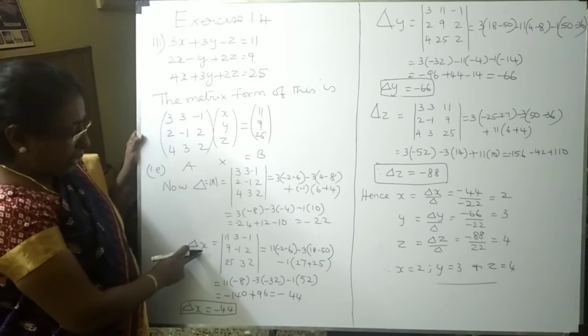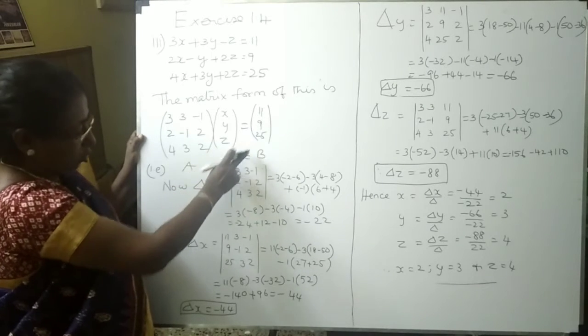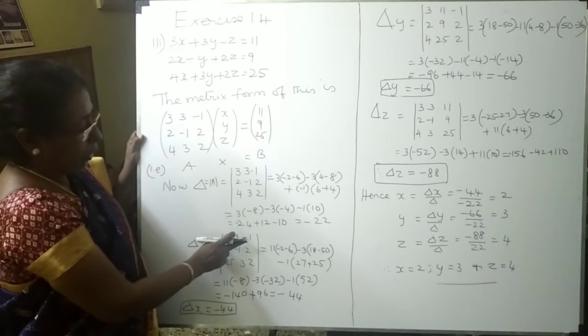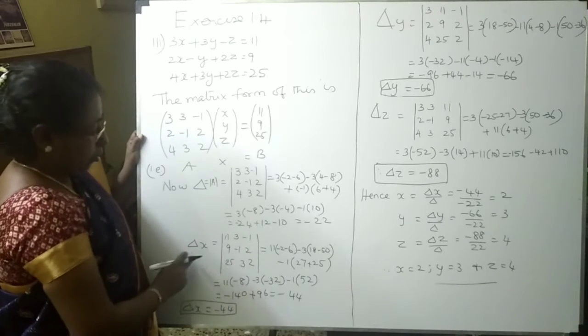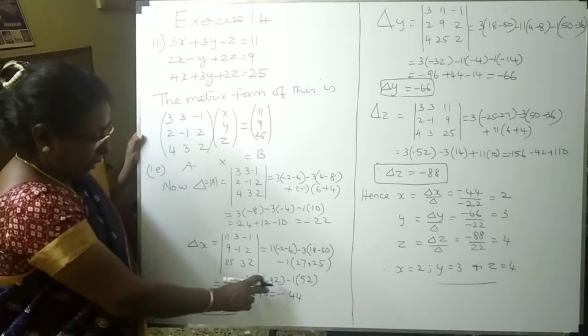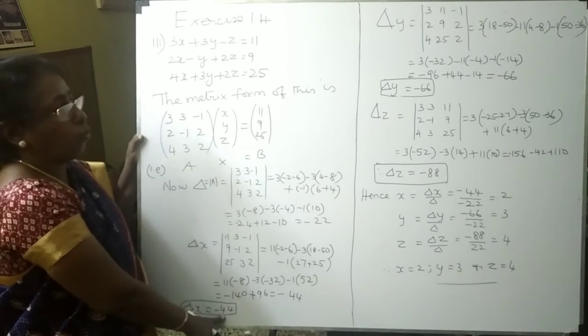To find delta x, replace the x column by the constants 11, 9 and 25. Only replace the x column. Then rewrite y and z as they are. You get the value of delta x. So expanding this, you get delta x is equal to minus 44.